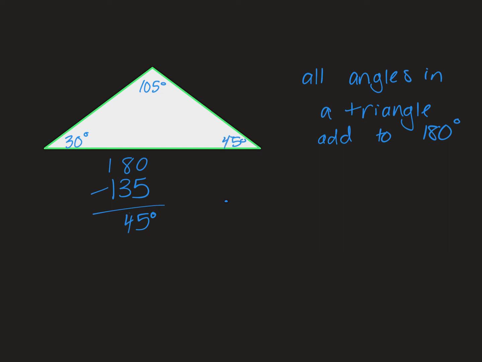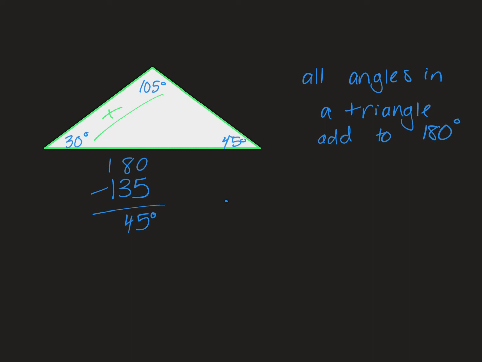Why would you do 135? Because I added 105 and 30, the two that were given to begin with, to find the missing triangle piece. And then I did 180 minus 135. Oh, okay, I'm sorry, I didn't see you write it. That's okay.